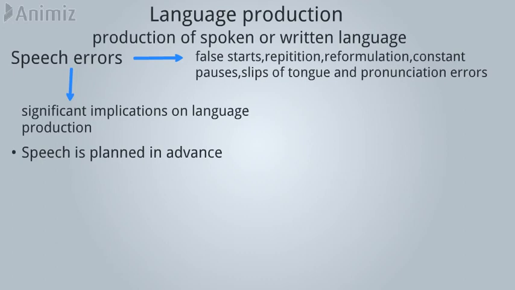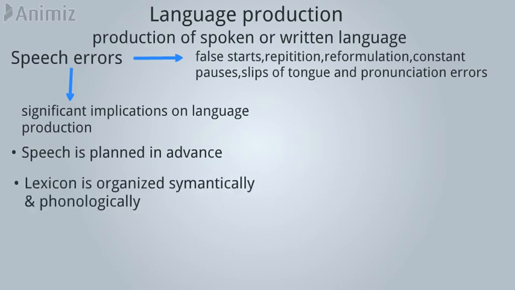This is accounted for by the limitation of the working memory. In particular, errors involving exchanges imply that one plans ahead in their sentences but only about significant ideas, for example, the words that constitute the core meaning and only to a certain extent of the sentence. Lexicon is organized semantically and phonologically. Substitution and pronunciation errors show that lexicon is organized not only by its meaning but also its forms.